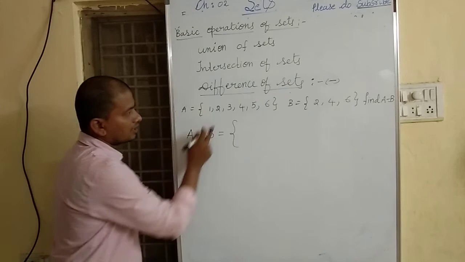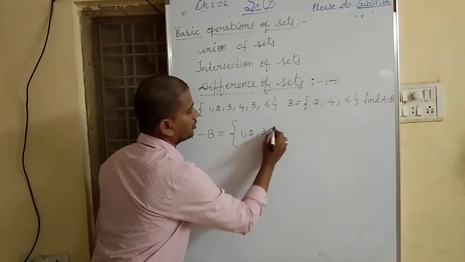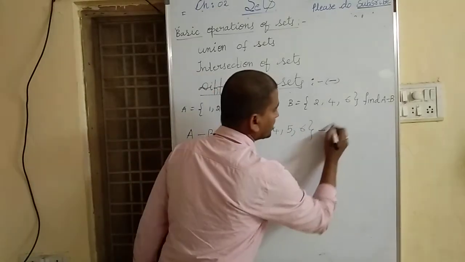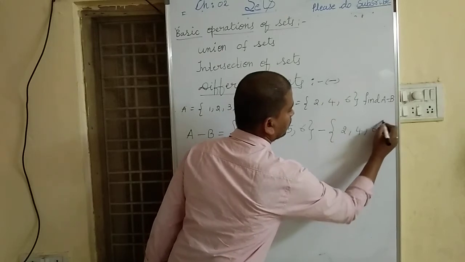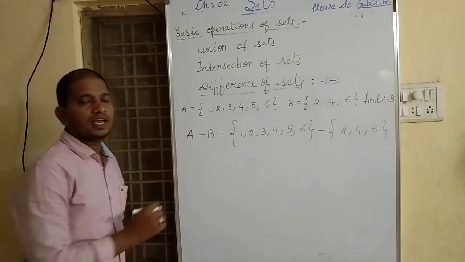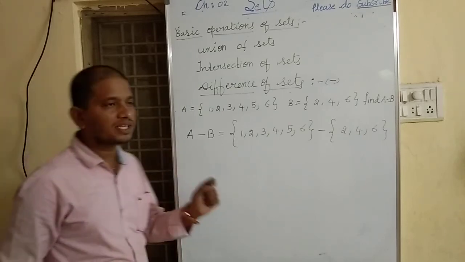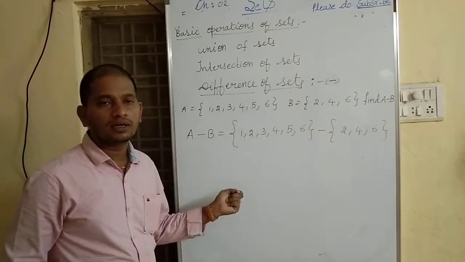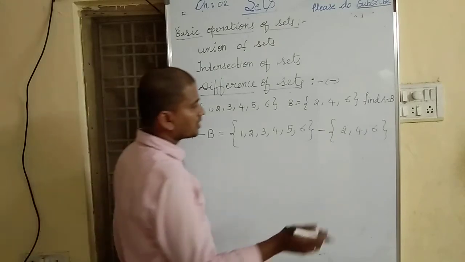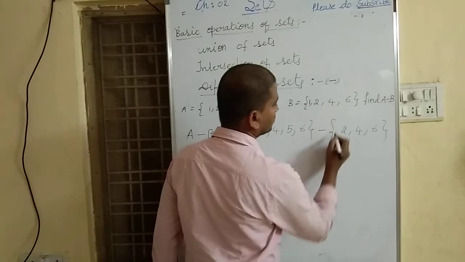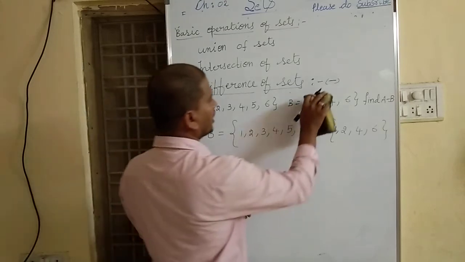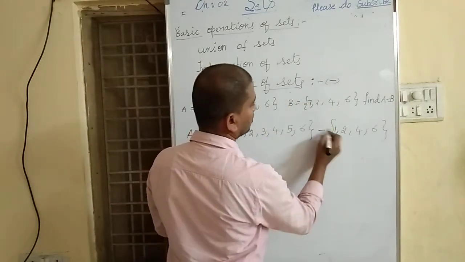What is set A? Set A is 1, 2, 3, 4, 5, 6, minus what is set B? Set B is 2, 4, 6. Okay? A minus B is nothing but the set of elements in A but not in B. Suppose, let me write one more here. Instead of 1, let me write 7.